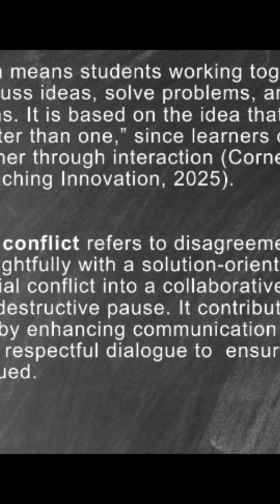Collaboration means students working together in pairs or groups to discuss ideas, solve problems, and clarify misconceptions. This is based on the idea that two or three heads are better than one, since learners can support and teach each other through interaction, according to Cornell University Center for Teaching Innovation. So collaboration means not only dividing tasks but also sharing ideas, making plans, and deciding things together.